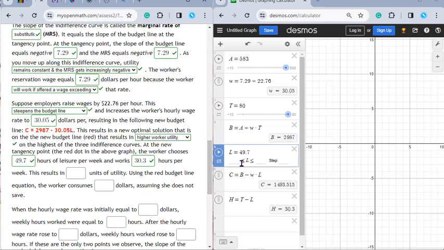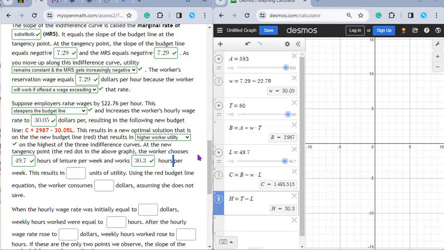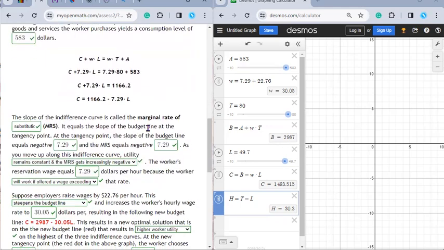Because 80 minus 49.7 is going to be 30.3. So this number and this number add up to 80, because there's a total of 80 hours devoted to leisure and labor. Now, this is going to result in that higher level of utility. The higher level of utility in my model is 272.